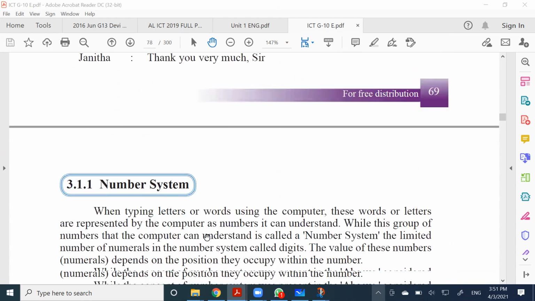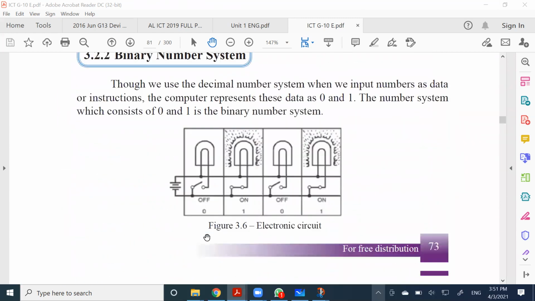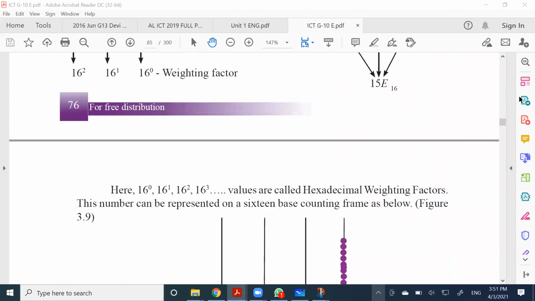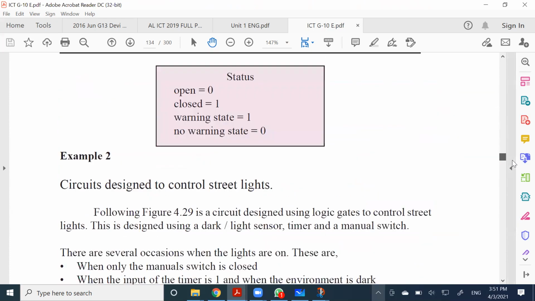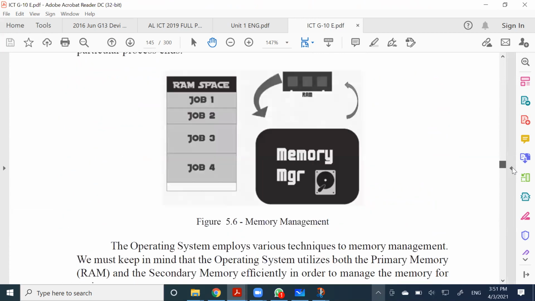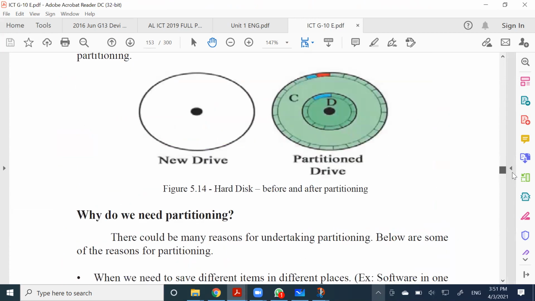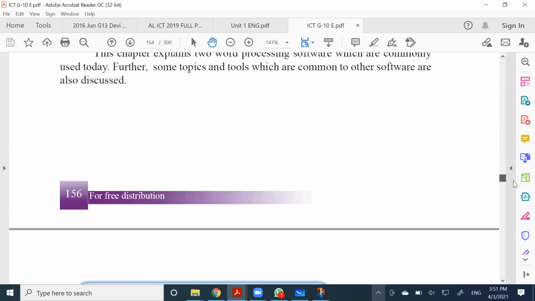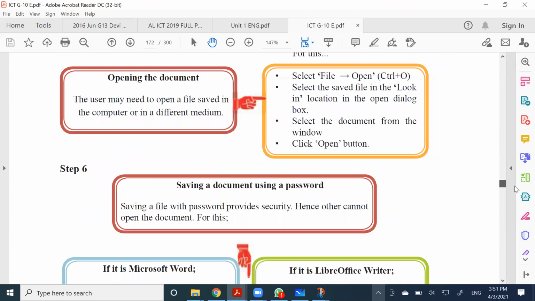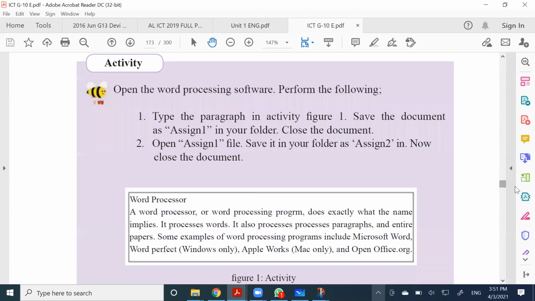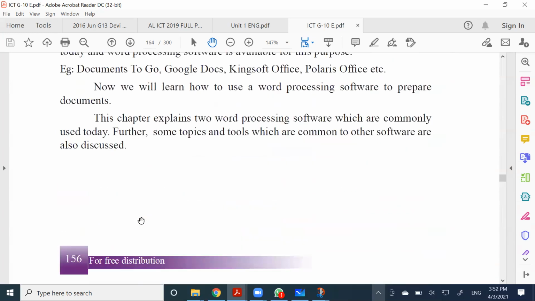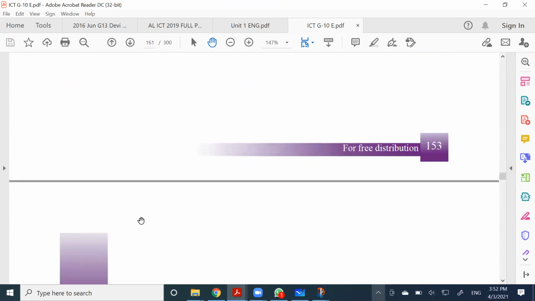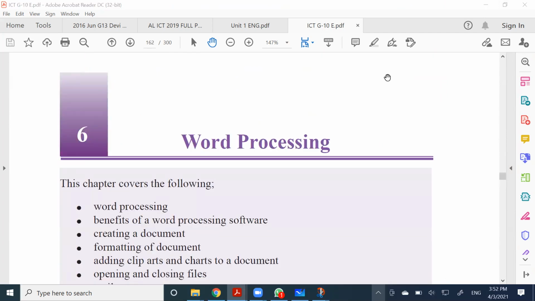Has any school started the number systems? Does any school start the number system? Okay, it seems no one. The lesson that I'm going to start is something that you have experienced, I think. So the word processing.